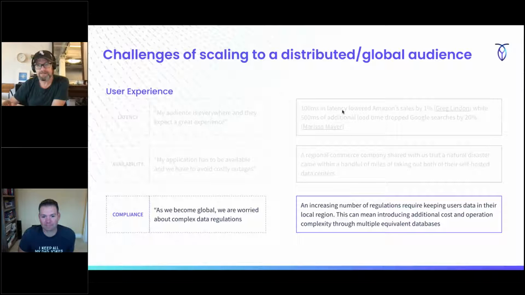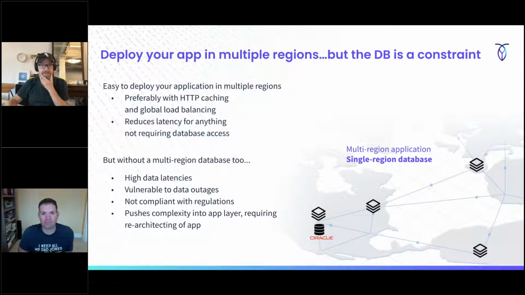And I think that's why we think about deploying applications across multiple different regions, but there are these challenges, right? It's fairly easy to deploy the application this way. Preferably do this with HTTP caching. You use global load balancing, right? You have a single database living in one region, and then the application is all accessing that database across these long, huge hops, right? Well, it's easy, and it may reduce latency locally to get to the application itself.